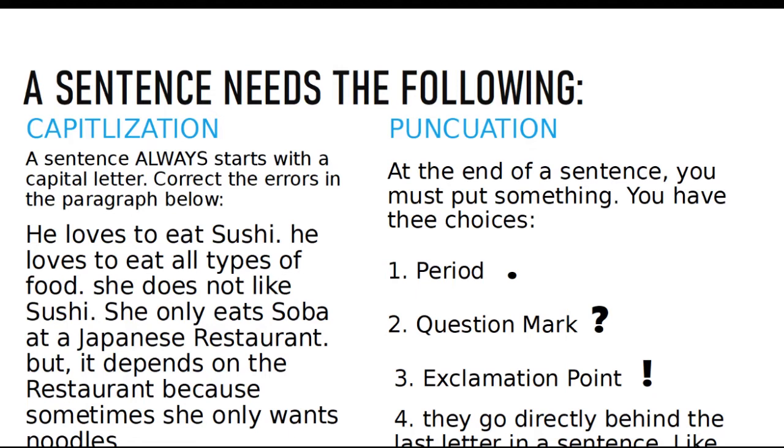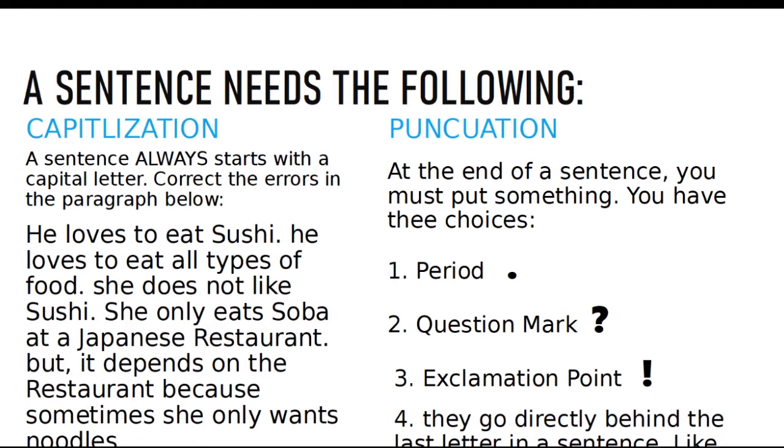He loves to eat all types of food. What's the problem in this sentence? Well, it's the beginning word he. Remember, every beginning word in a sentence must be capitalized. This is a hard and fast rule. There are no exceptions here. He should be capitalized.